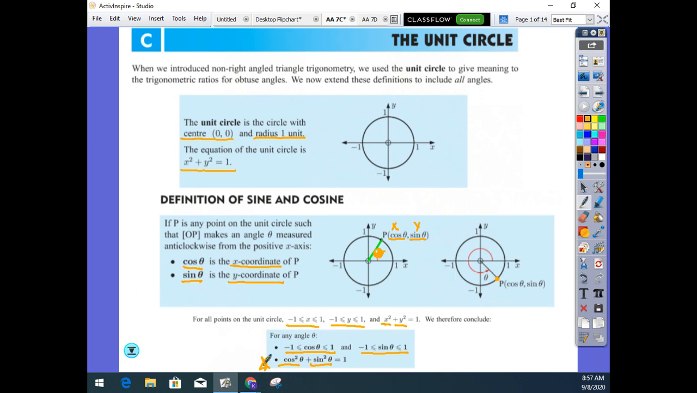So everything that I underlined on this screen, you want to write down. And if you're confused, that's normal at first. Just be patient. Now, when we get into special triangles, we won't always have a unit circle. I'm going to show you some things that I think make it easier, but I'm going to show you what the book does as well.